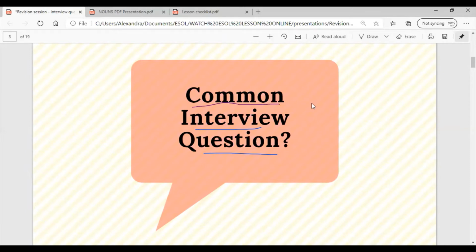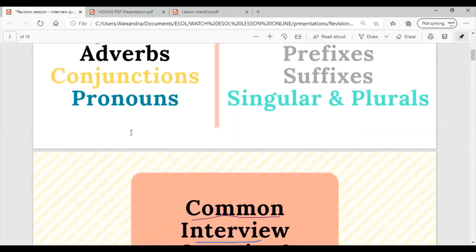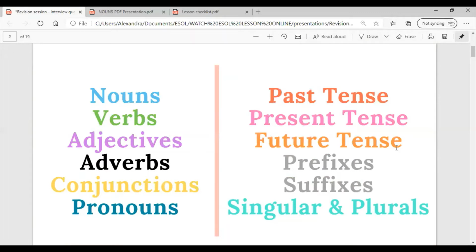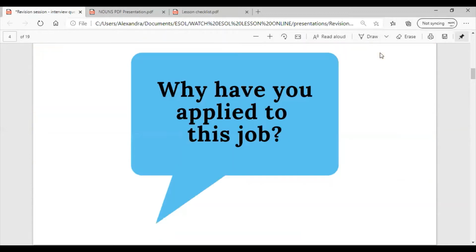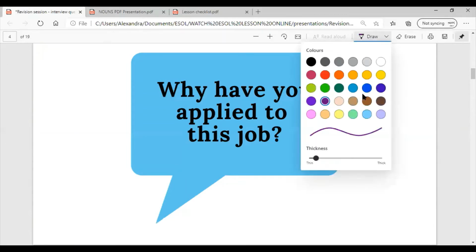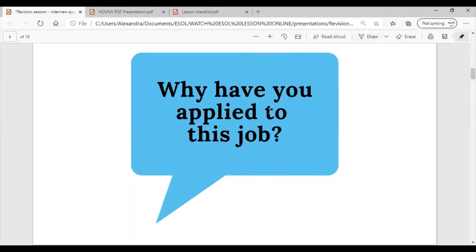We're going to see if we can identify all of these terms in these common interview questions. We're going to be looking for the nouns, verbs, the adjectives, all of these different topics we've already looked at in these sentences. So here is our first question, and it's something you could be asked in a job interview or a volunteer placement, and it is, why have you applied to this job?